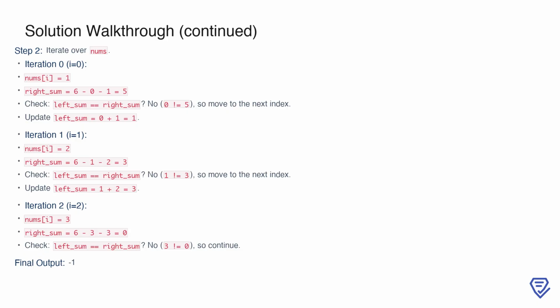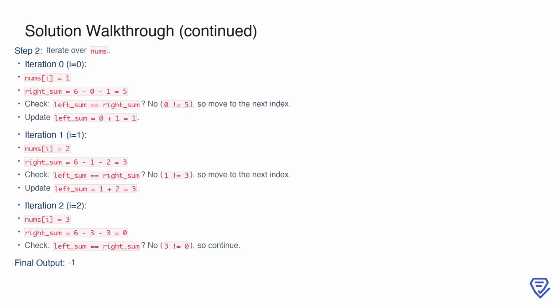In iteration 1, where i equals 1, nums[i] is 2. Here, right_sum is calculated as 6 minus 1 minus 2, which is 3. Again, left_sum and right_sum are not equal, so we update left_sum to include nums[i]. This makes left_sum 1 plus 2, which is 3.